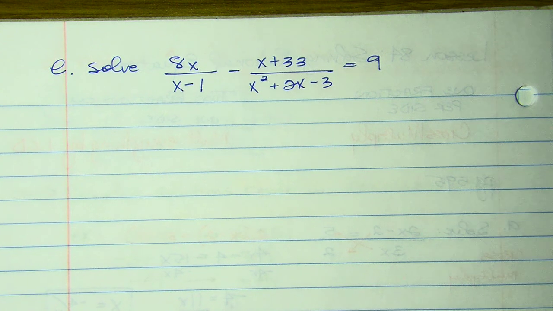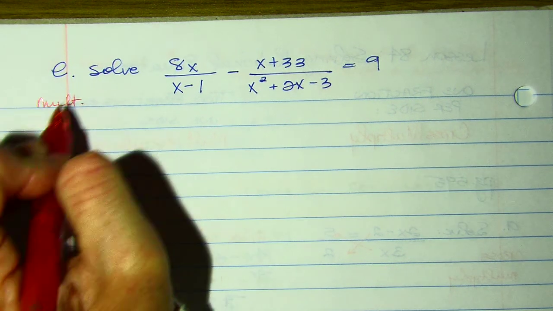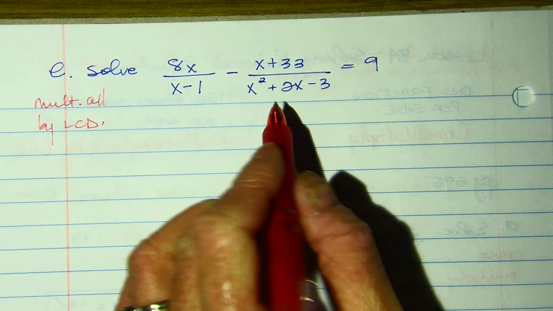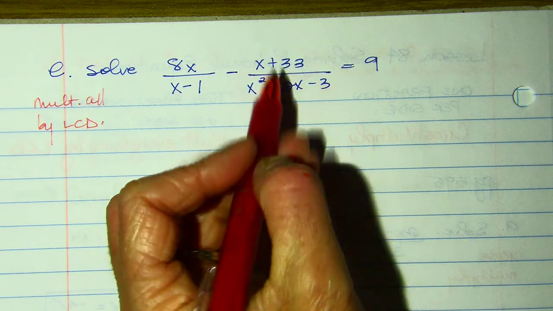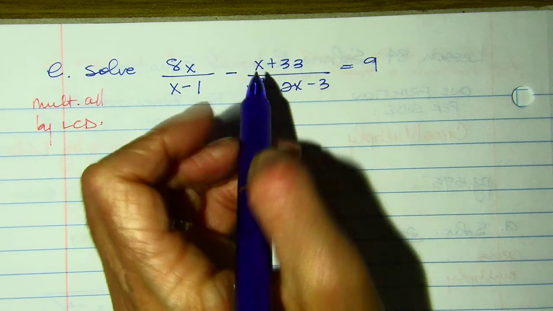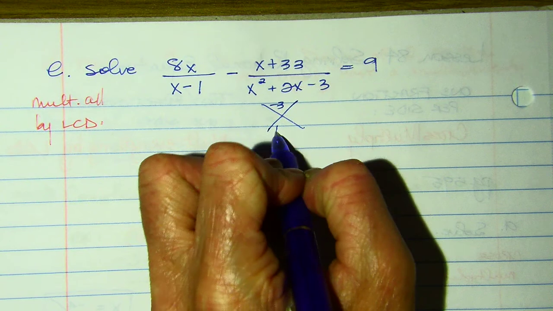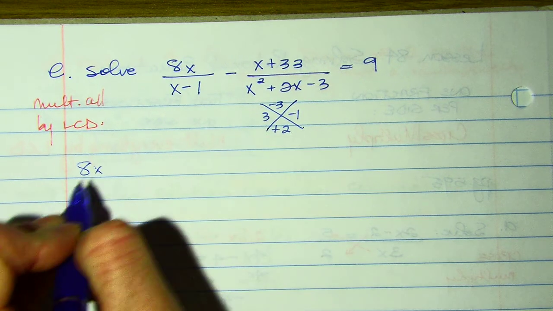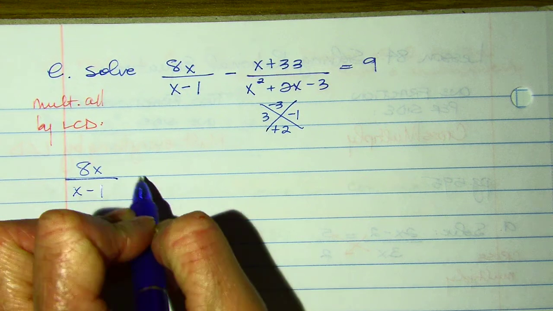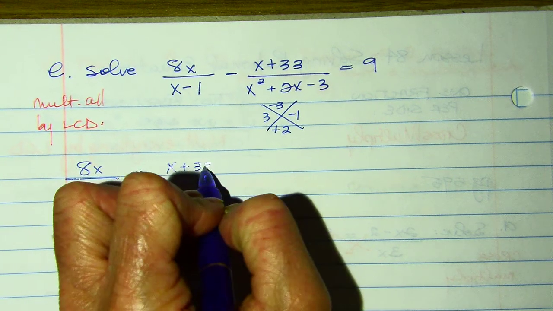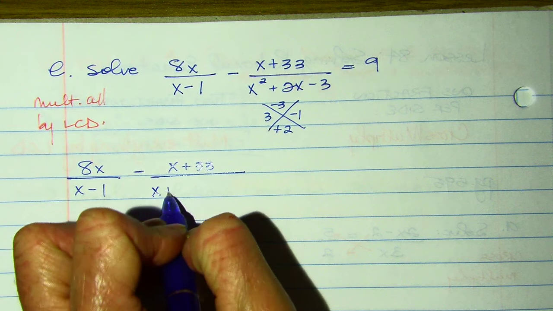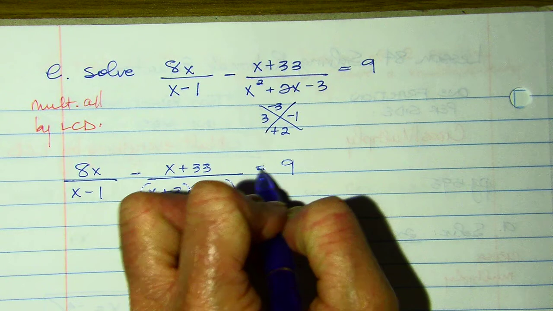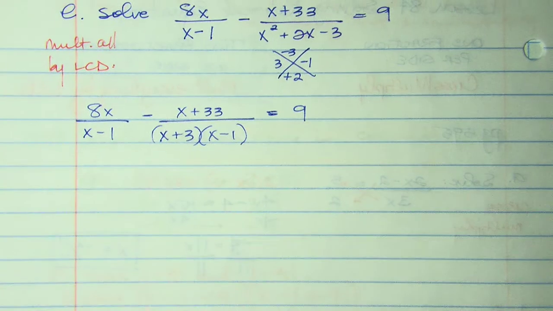So the fastest method here is to multiply all by the LCD. So I'm going to figure out the factors of this guy. I've got negative 3, positive 2, so that'd be 3 and negative 1. So I'm going to rewrite this: 8x over x minus 1 minus x plus 33 over, I'm going to write it in factored form so that I have a better idea of what my least common denominator is.